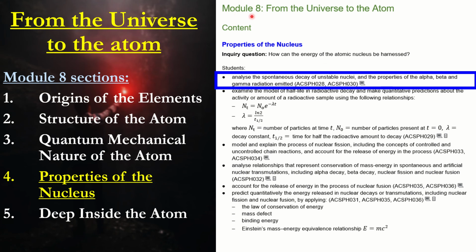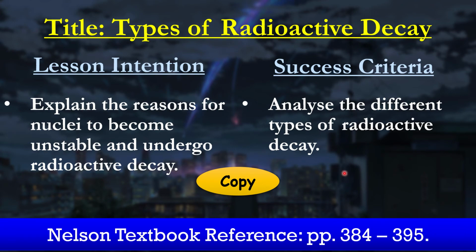Today we're going to be covering Module 8 from the universe to the atom. We're going to be going through inquiry question 4, properties of the nucleus, and we're going to be analysing this particular dot point, the spontaneous decay of unstable nuclei, properties of alpha, beta, and gamma radiation. For your textbook reference, have a look at these pages here.